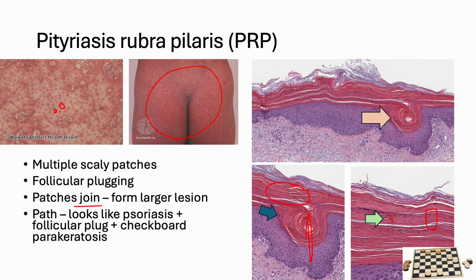I know this sometimes takes a lot of imagination. Some people just use the checkerboard as a buzzword, but to me it's not very helpful. I hope you can remember this follicular plugging thing. So remember, if you have something that looks like psoriasis but with a prominent follicular plug, think about this PRP.